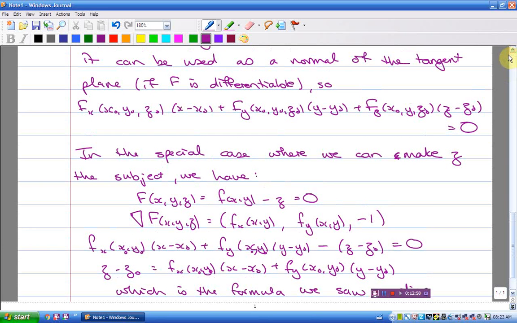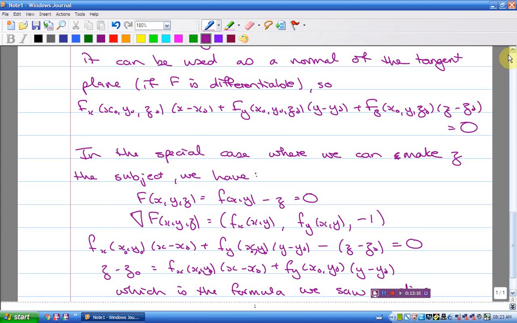Not in the special case where big F can be expressed as little f minus z, because little f won't have any z's in it, it'll only have x's and y's in it. It's a special case, as I say. What do you mean by special case?